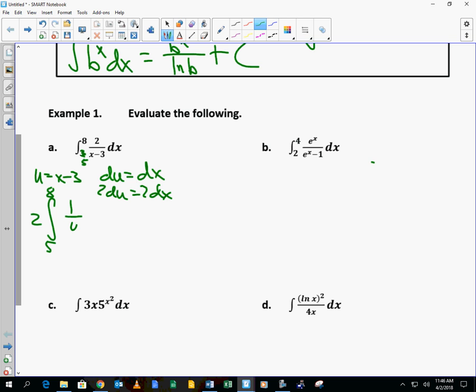What is 1 over u? What's the antiderivative of 1 over u? Natural log. So we get 2 times the natural log of x minus 3 evaluated at 5 and 8.